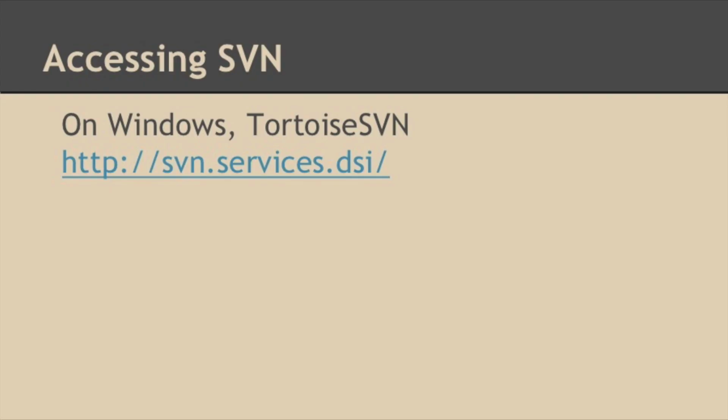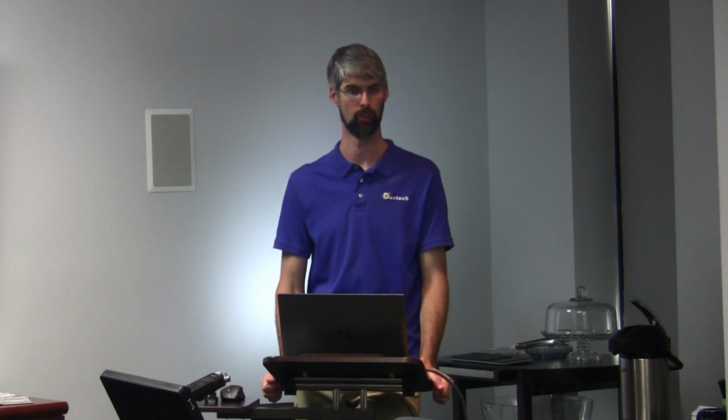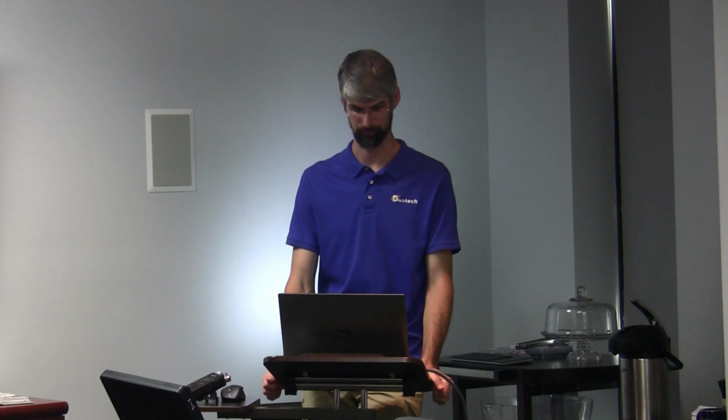On Windows, we use a program called Tortoise SVN. It's a plugin that allows you to access the repository, but also handles the process of updating, committing, checking out, branching, merging, and doing other operations within your local sandbox and on the server. The root directory for our Subversion is listed there, svn.services.dsi. You currently have the link on your paper, but I will be getting with each of you individually to actually create your password for accessing the Subversion system.